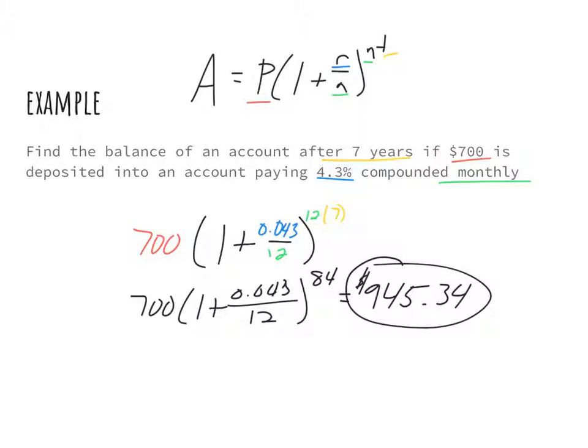The equation you should have gotten is 700 times (1 plus 0.043 divided by 12) raised to the 12 times 7 power. 12 times 7 is 84. If you type that into your calculator, you should get that after 7 years, there's $945.34.